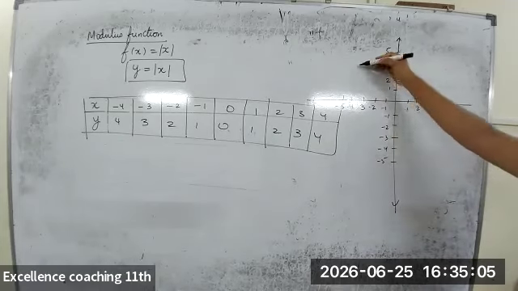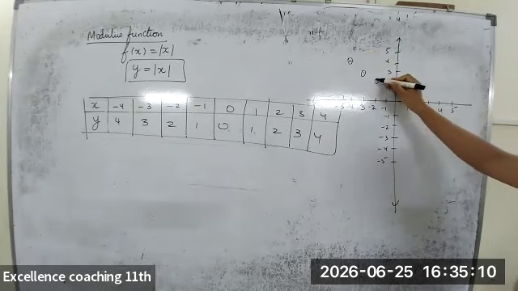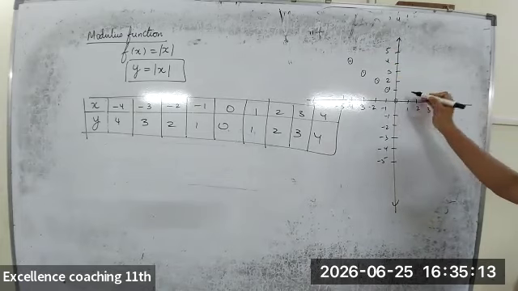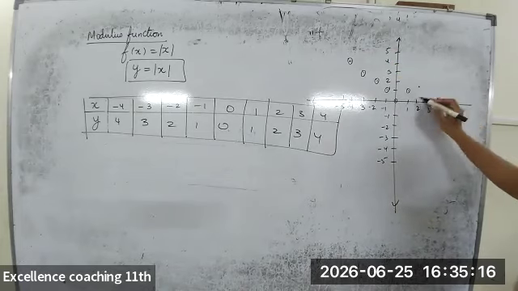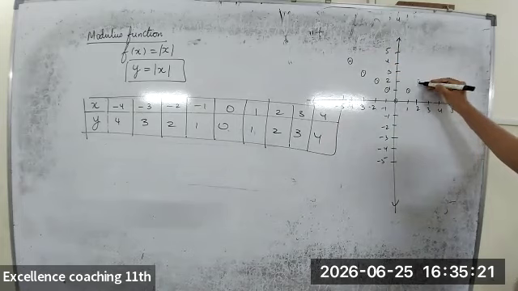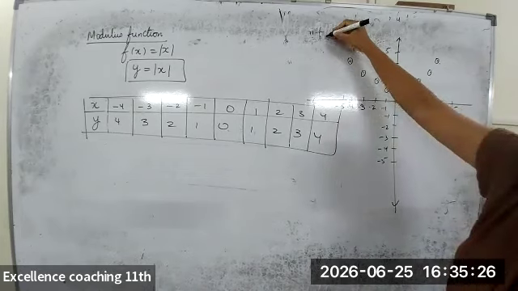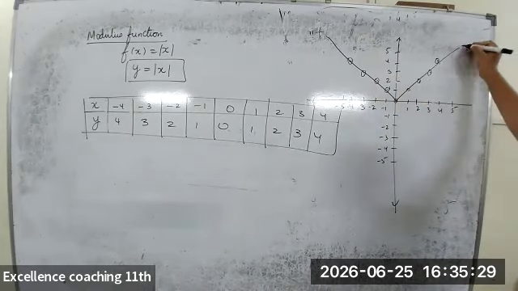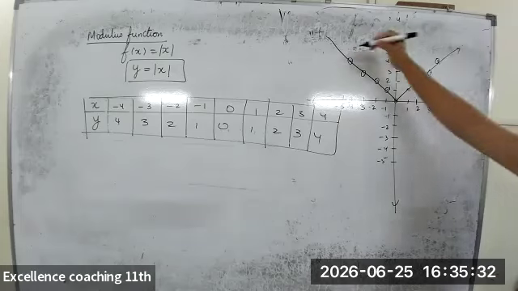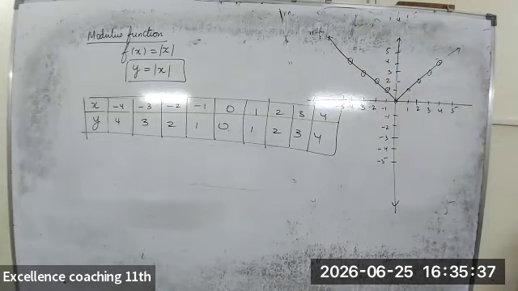At -4, you are getting 4. -3, you are getting 3. This is a sharp V. Put an arrow. So it goes. So this is the graph of modulus. No, it's positive.